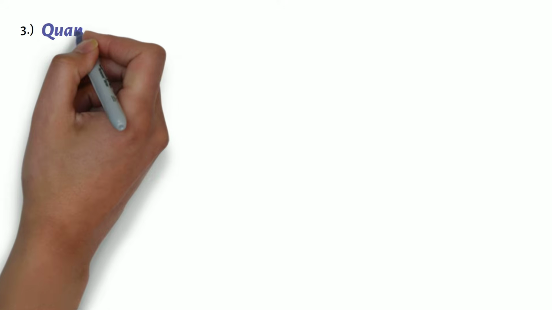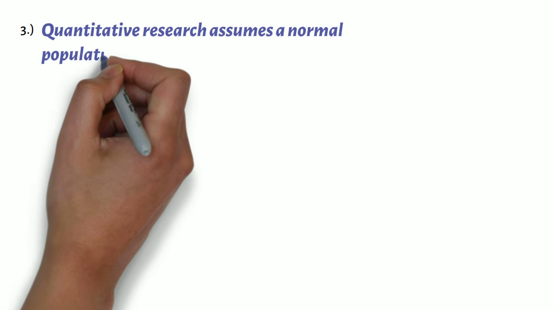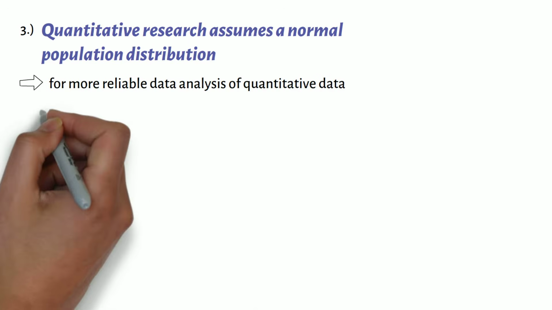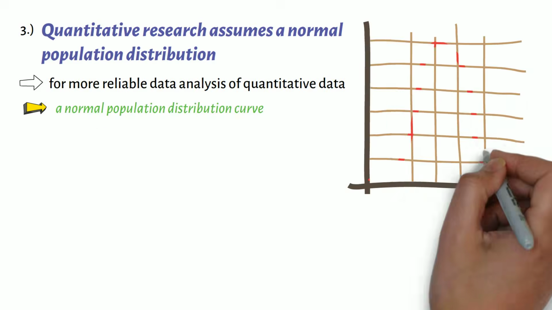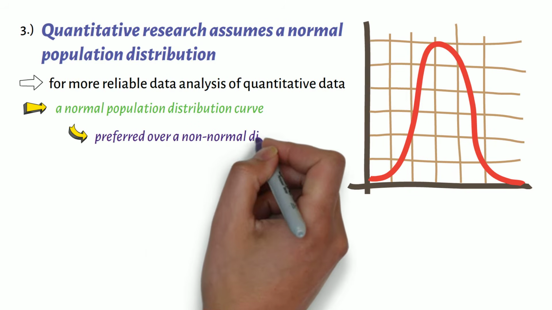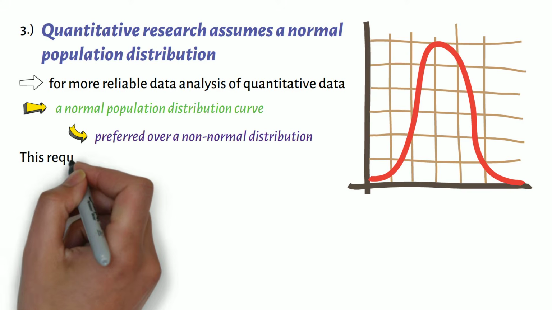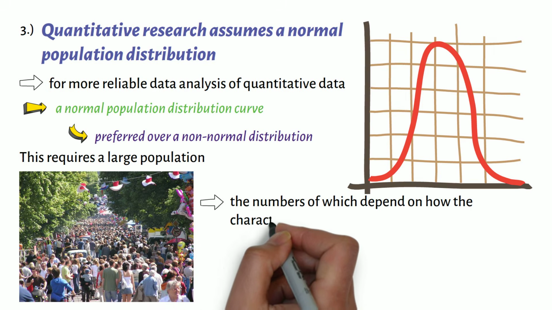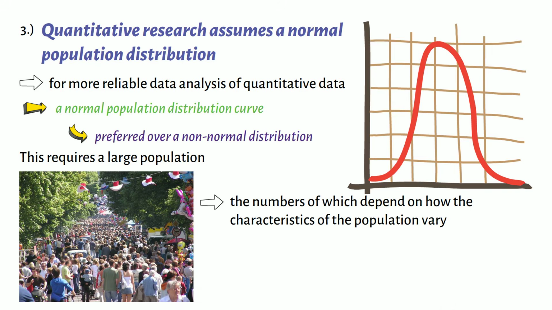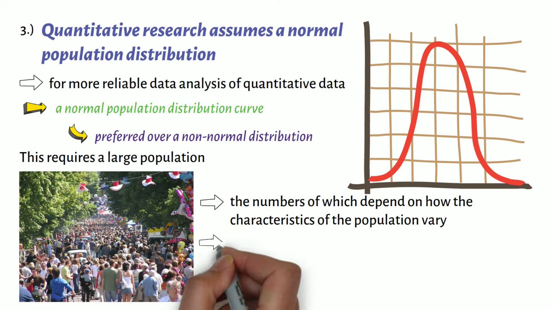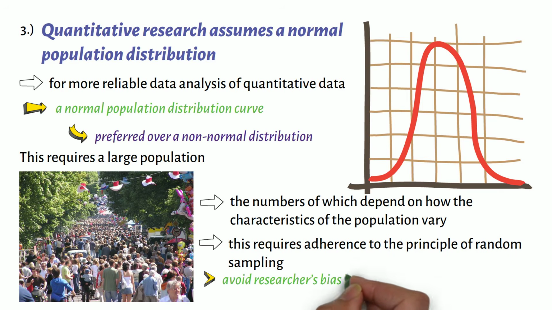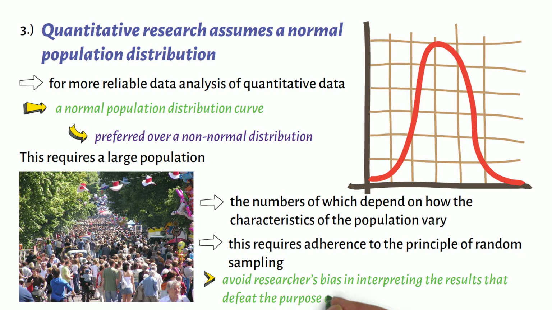Third, quantitative research assumes a normal population distribution. As is well known, for more reliable data analysis of quantitative data, a normal population distribution curve is preferred over a non-normal distribution. This requires a large population, the numbers of which depend on how the characteristics of the population vary. Of course, this requires adherence to the principle of random sampling to avoid researchers' bias in interpreting the results that defeat the purpose of research.